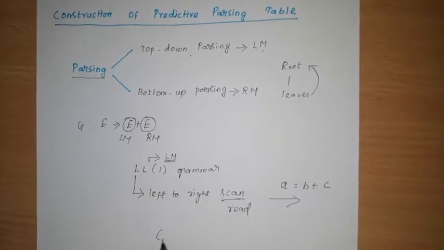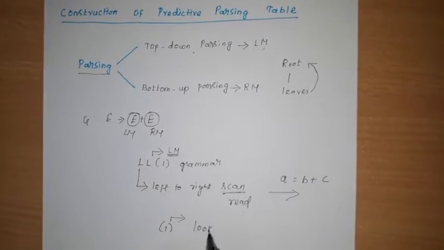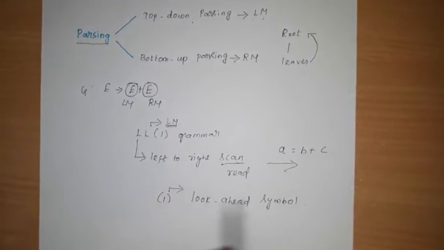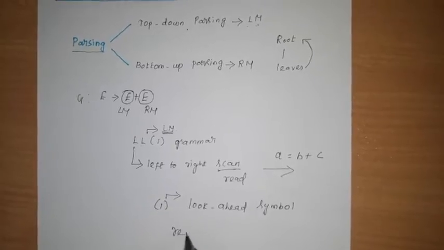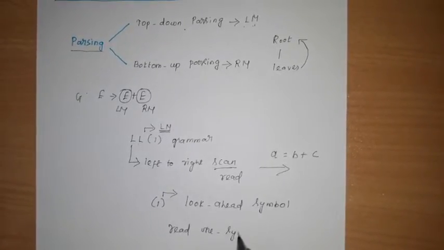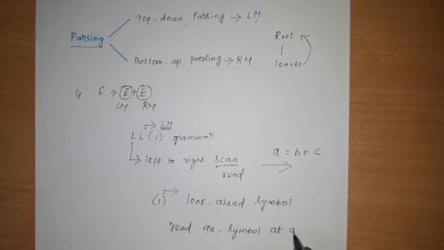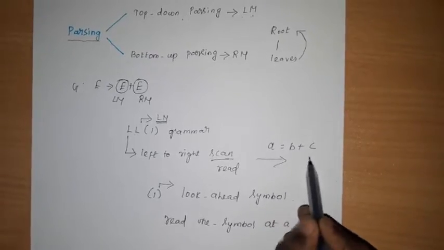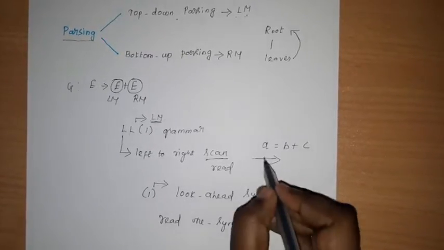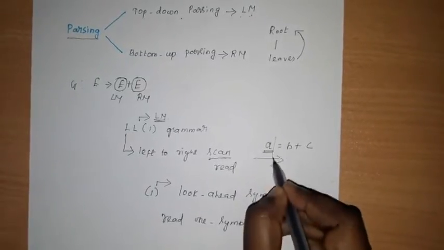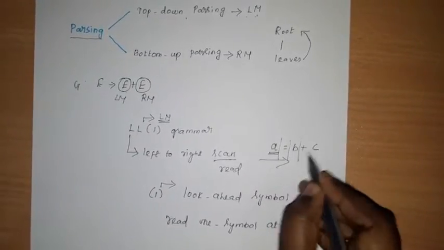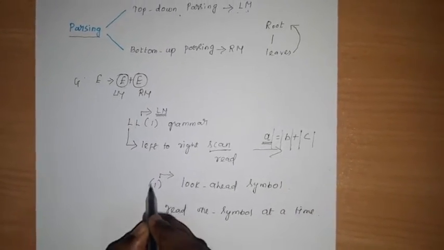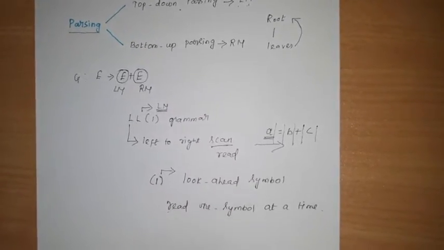Within bracket, the 1 represents the lookahead symbol, which is nothing but the lexical analyzer reads one symbol at a time. As I already told the example, A is equal to B plus C. Here lexical analyzer reads one symbol at a time. First read A, then read is equal to symbol, then B, then plus, then C, which means read one symbol at a time. So the within bracket 1 represents the lookahead symbol.